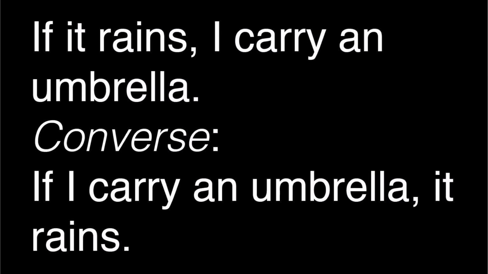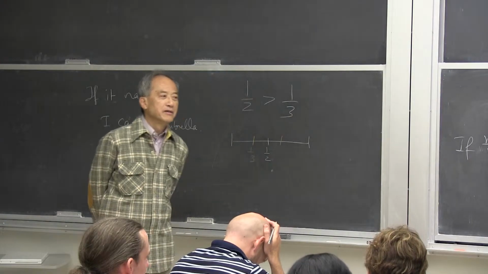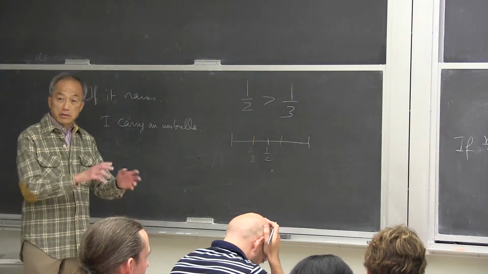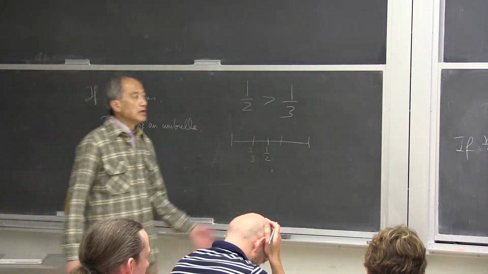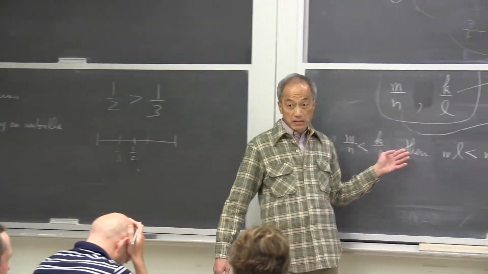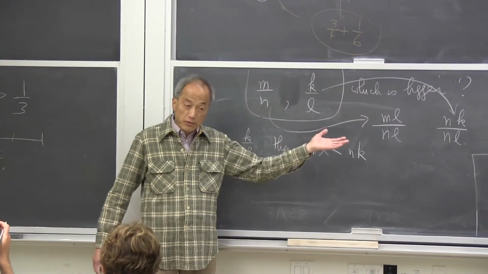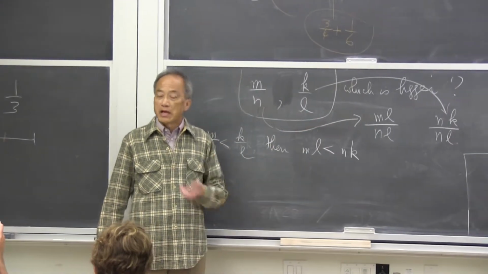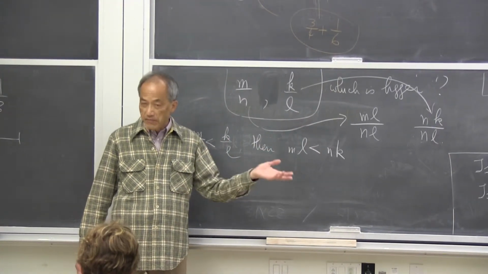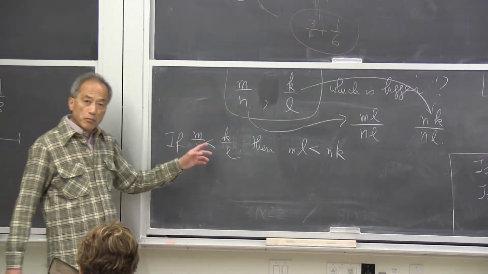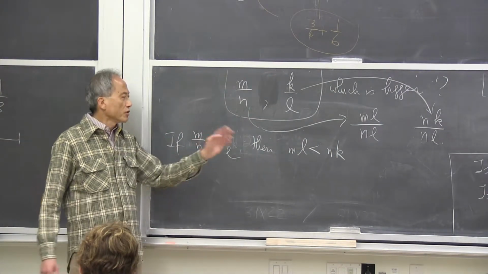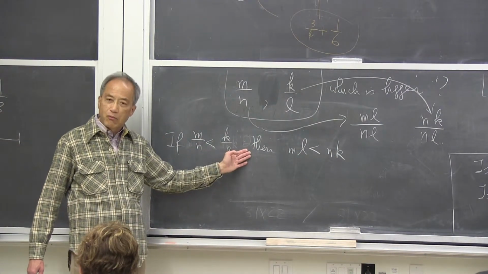But I just want to tell you the converse is usually not true. Right? I carry an umbrella doesn't mean it rains. But if it rains, you better carry an umbrella. So the converse is not always true. In this case, you're in a happy circumstance that the statement and its converse are both true. Sometimes it happens. The Pythagorean theorem, which we'll come to later, is the same thing. So knowing that, you know more or less that it's going to be true. Why is it true?